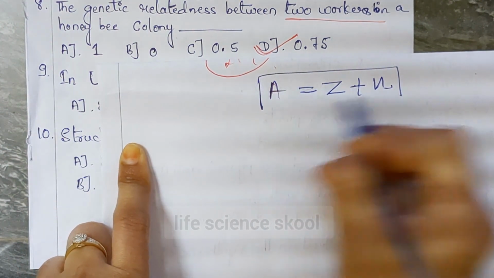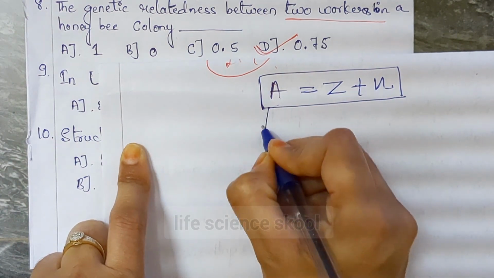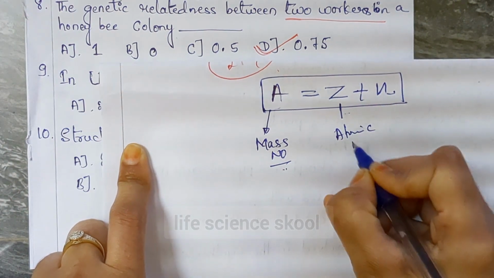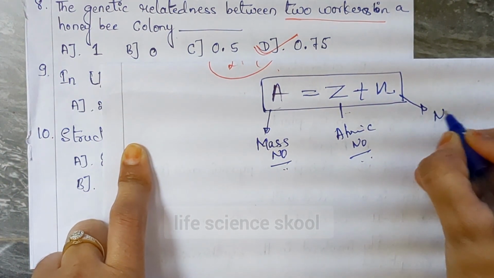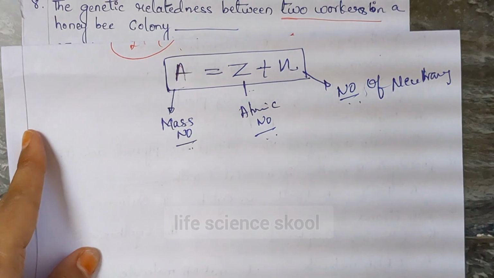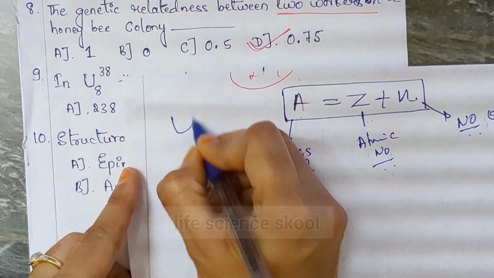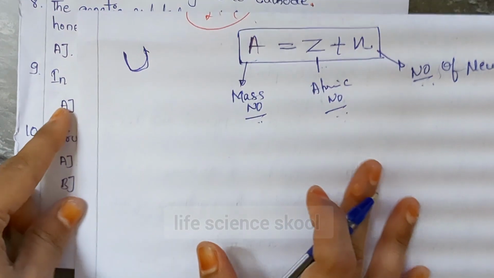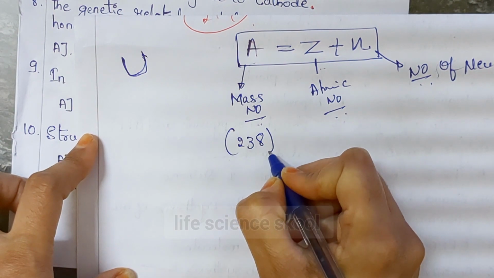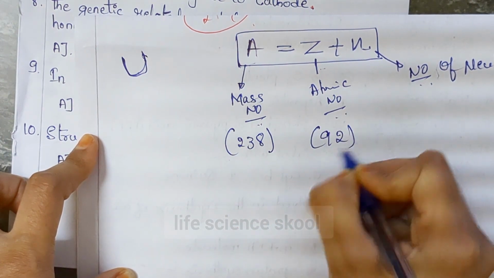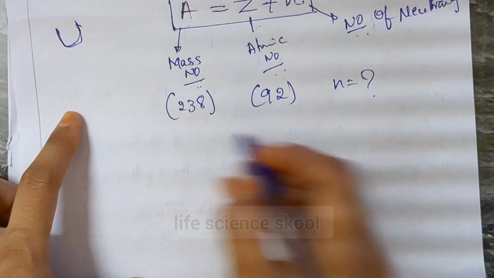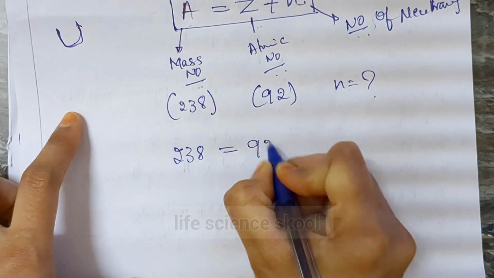N. A is equal to Z plus N. A represents the mass number, Z represents the atomic number, and N represents the number of neutrons. Here they are telling about uranium. Uranium has mass number 238, and the atomic number is 92. We have to find the N here, so we fill the numbers in: A, 238, equals 92 plus N.